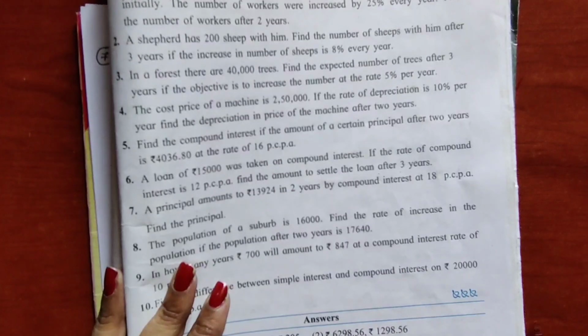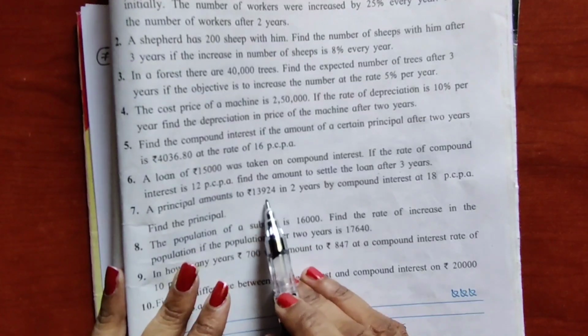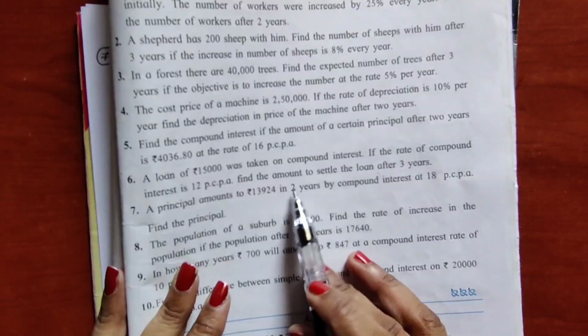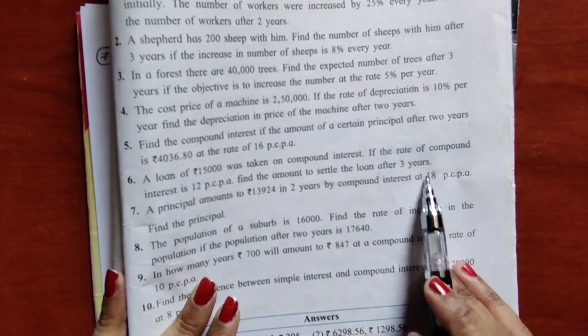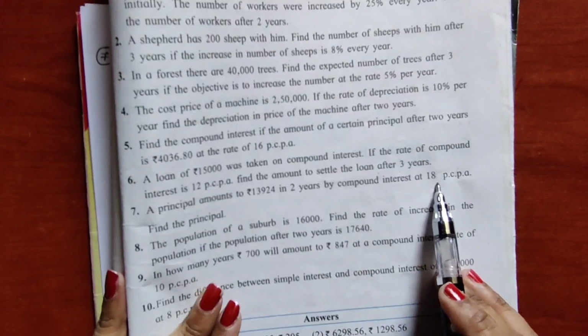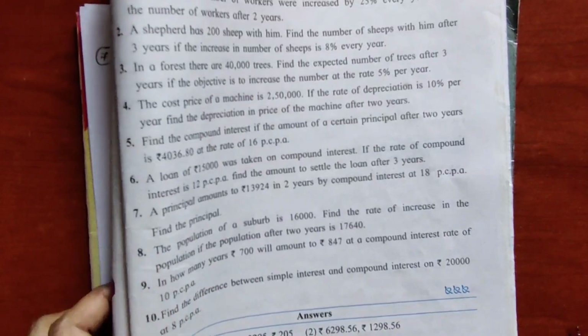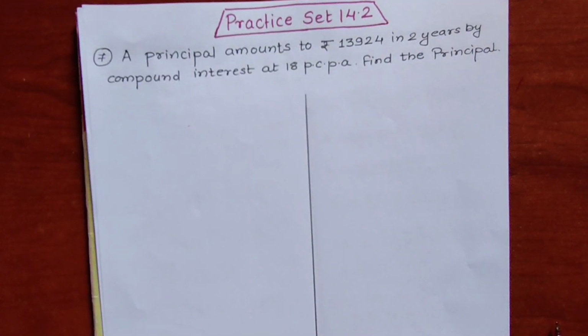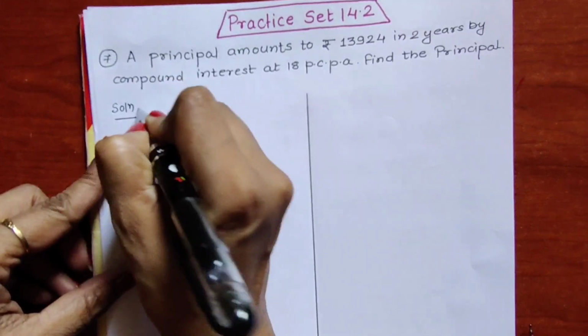Now let us see question number 7. A principal amount is given: rupees 13,924 in 2 years. The number of years is given, compound interest at 18 PCPA. That means the rate of interest is given, 18 PCPA. We have to find the principal. So let us write the values first. We start the solution by writing the values.